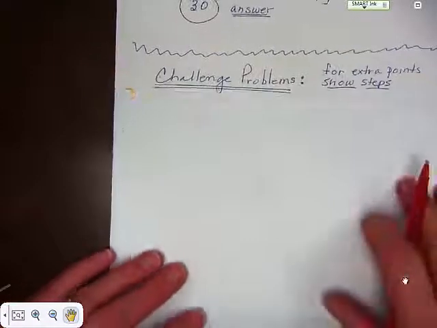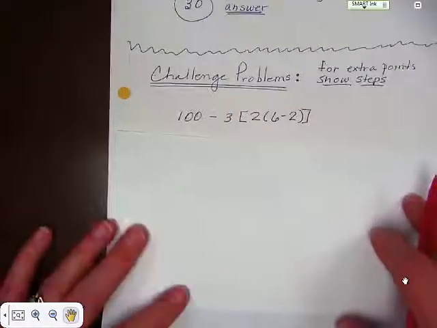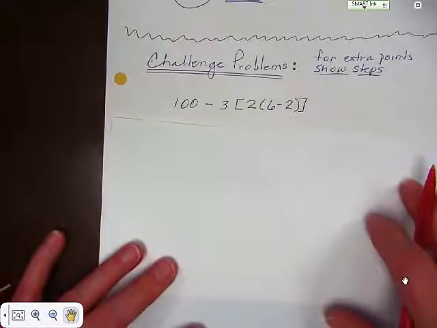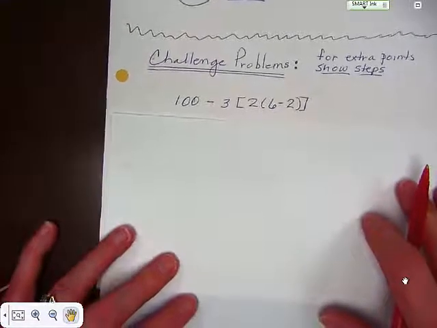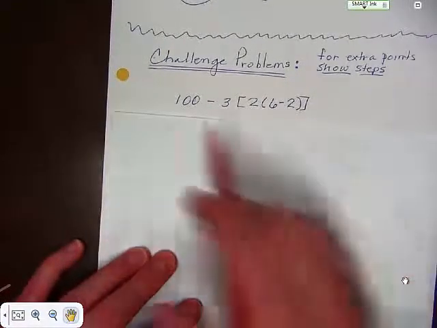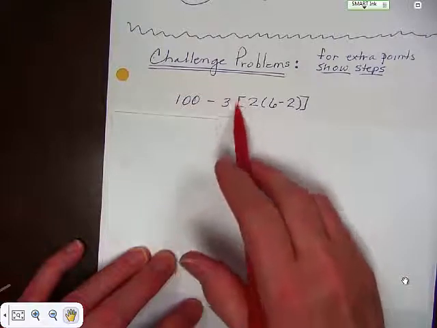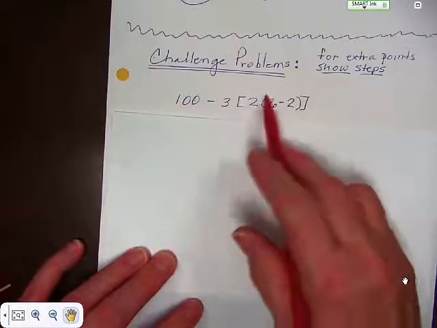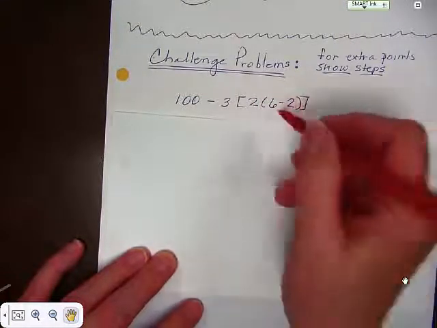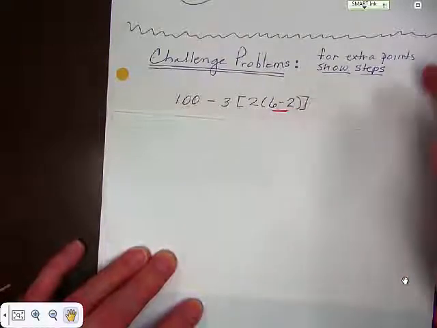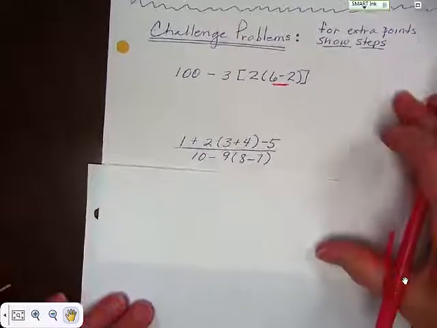Okay, here's a challenge problem. This is a really good challenge problem, and if you want to get the credit for these, you have to show the steps. 100 minus 3 times the quantity, bracket, 2 times 6 minus 2. Remember, you probably do this step first. Okay, the other challenge problem is down here.